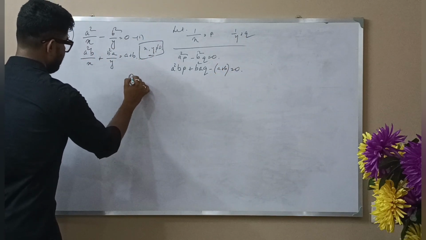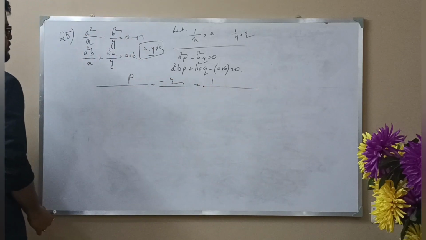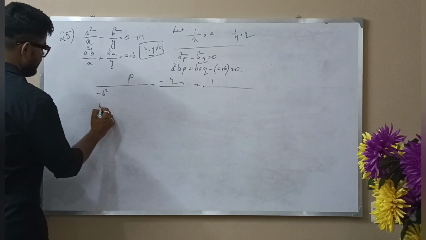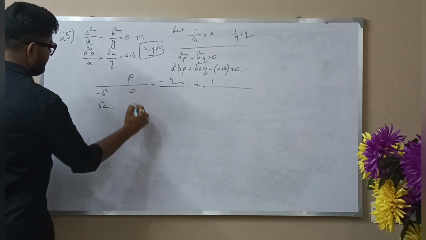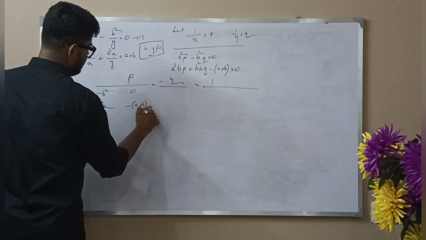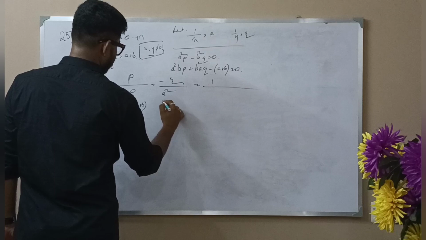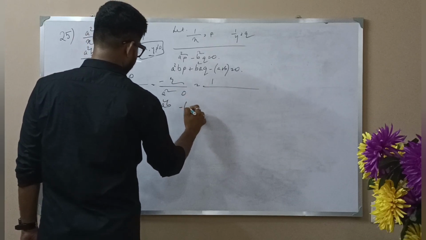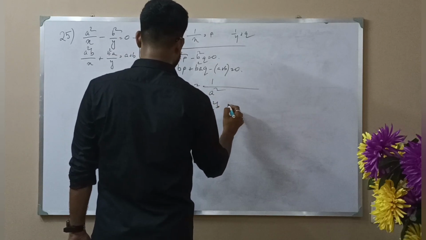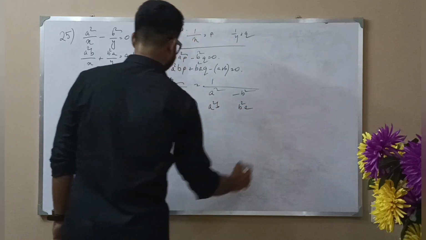So now a square is a1, minus b square is b1, 0 will be c1 because there is no term over there, and c2 is minus (a plus b). Now a square b, again 0, minus (a plus b), a square b minus b square a.